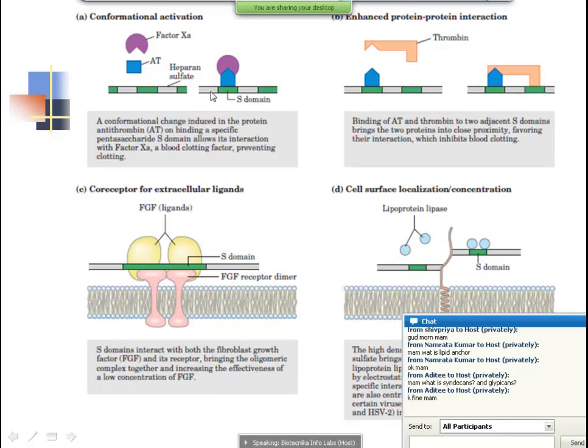So how other ways? It can also act as a co-receptor. For example, if you see the fibroblast growth factors, the fibroblast growth factors always come as dimers. These fibroblast growth factors will bind to the S domain, and the S domain will act as the co-receptor along with the fibroblast growth factor receptor. So in the presence of the S domain and the FGF receptor, the ligand molecules will also come and bind. Particularly when there is a low concentration of FGF, the binding of fibroblast growth factor ligands is facilitated by the presence of the S domain, which will act as the co-receptor. So this is another way in which the S domain can act.